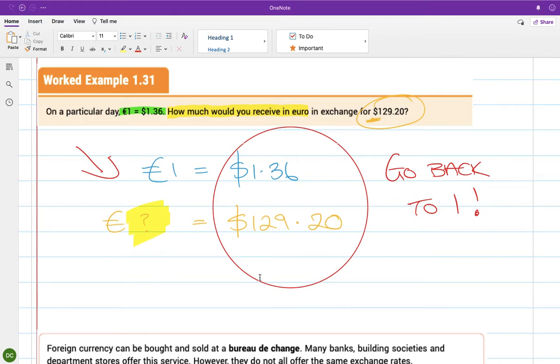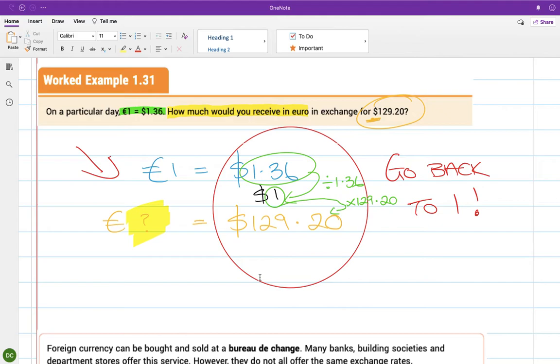Okay, so I want to go back to 1 in the middle. So we ask ourselves, how do we get from 1.36 to 1? Again, it's always the same. You divide by 1.36. And then how do I get from 1 to 129.20? We multiply by 129.20. Okay, so now I have my instructions. I'm supposed to divide by 1.36 and multiply by 129.20.